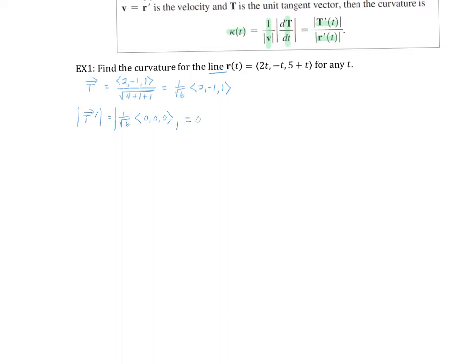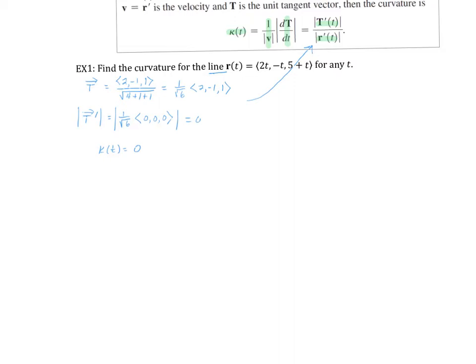If the magnitude of the derivative of the unit tangent vector is 0, then when I look at this fraction with the numerator of 0 and the denominator is not 0, I can see that the curvature here with respect to our parameter t is 0. And that makes sense because r was a line, so the curvature should be 0.